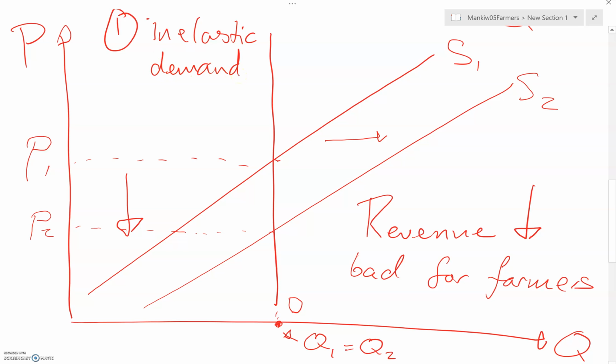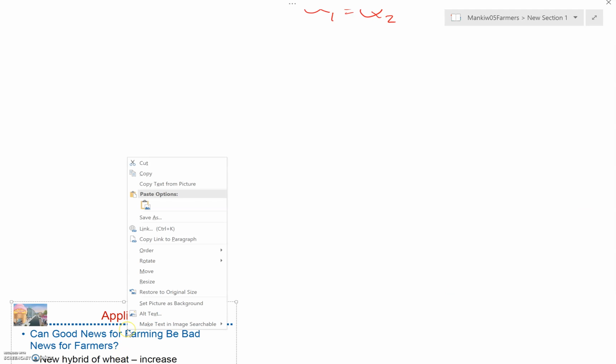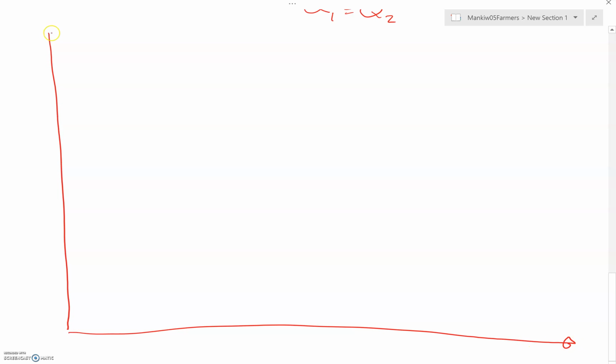Now let's look at the next case. I don't know why that is there. I'm going to delete that. So now we're going to look at elastic demand. In fact, perfectly elastic demand.